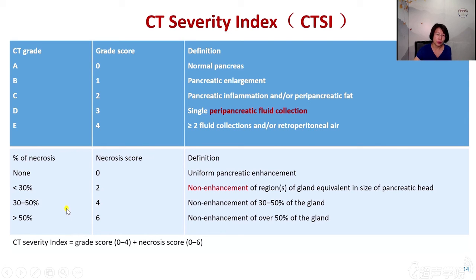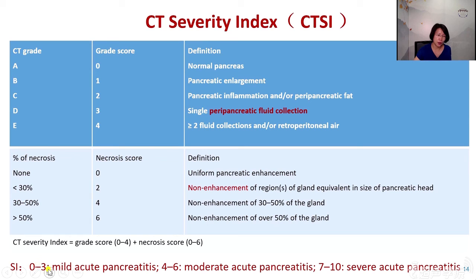If the total score is 0 to 3 points, it is a mild acute pancreatitis. 4 to 6 means moderate acute pancreatitis. 7 to 10 points means severe acute pancreatitis. So, contrast-enhanced ultrasound can find the necrotic area in pancreas, can determine the local complication in peripancreatic tissue, and can evaluate the severity index.